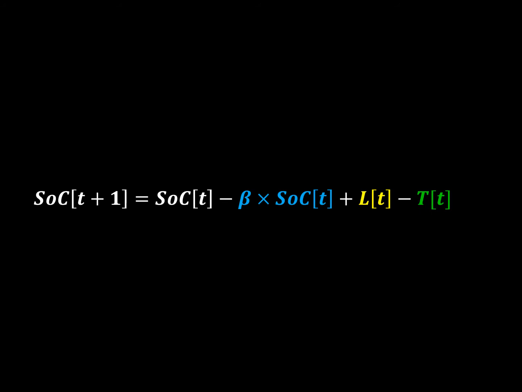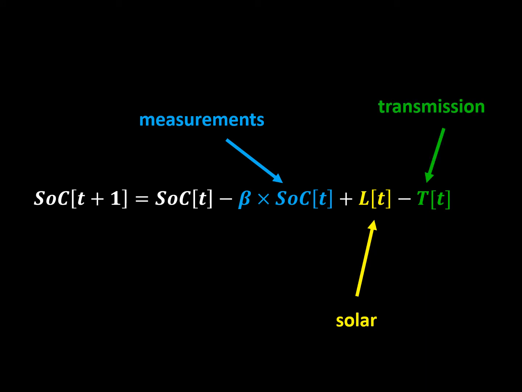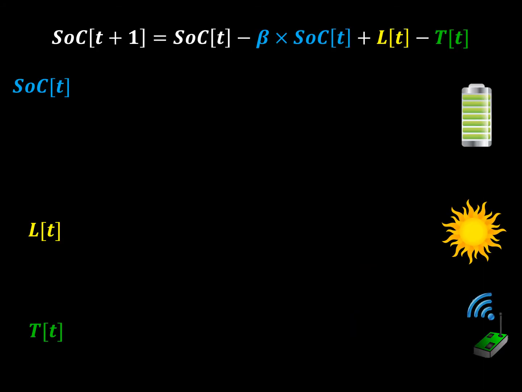So we arrive at the final equation for the behavior of the state of charge. Now, the state of charge is decreased by the taking of measurements. It is increased by incident solar energy, and it is also decreased by the transmission of data. Now let us see how the state of charge behaves under normal operation of the sensing unit. Pay careful attention to both the functions capital L and capital T as time is progressing.